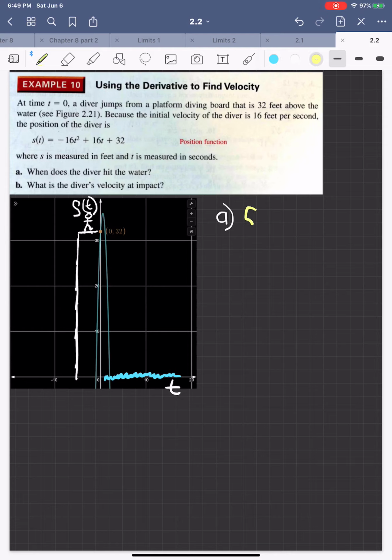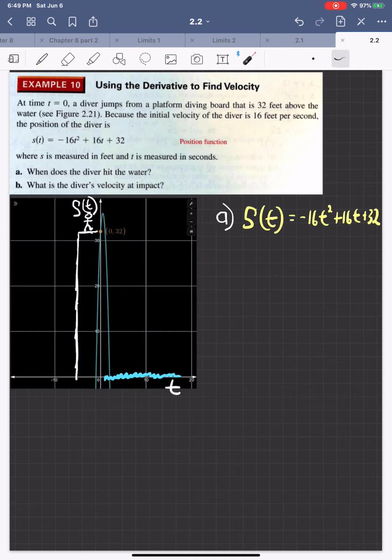So there's s of t equals negative 16t squared plus 16t plus 32. And I have a slightly more advanced question, not super advanced, honestly, a part C to this. We don't actually have to do any work. You can just look at the graph.